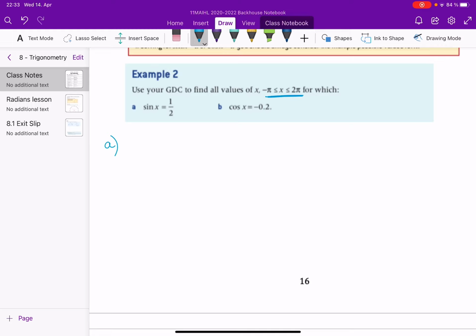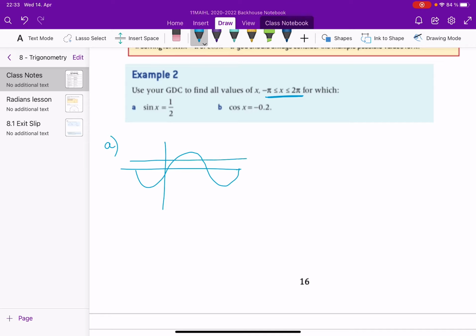And my first step now is going to be to draw a little sketch of my graph. So I would like to do something like this for my sine curve, and we're looking at a half, which is roughly there. And looking in this domain, you can see there are two intersections. So I'm just going to use the function intersection of my calculator to get 0.524. And my second point, function intersection, is 2.62.